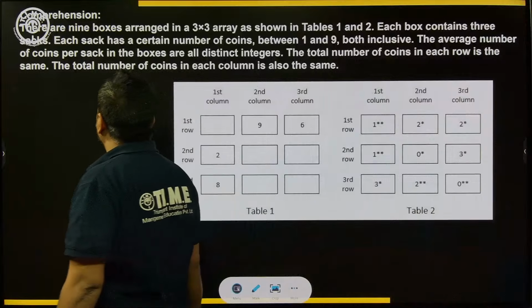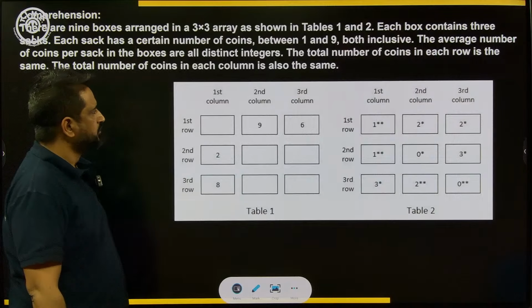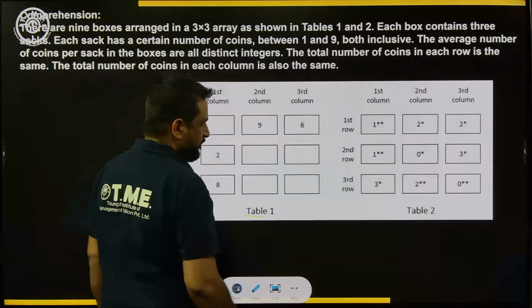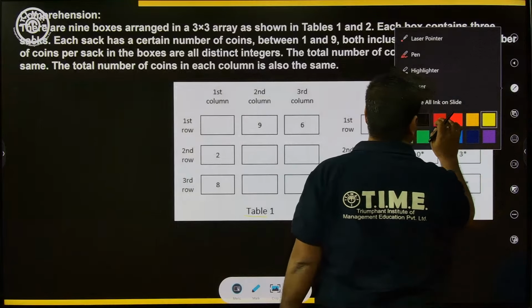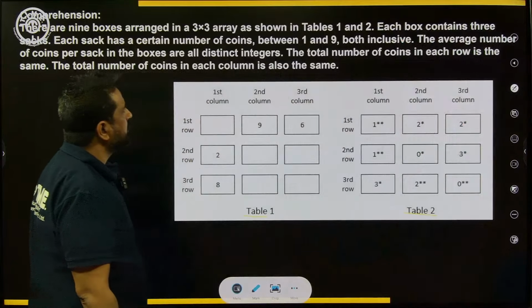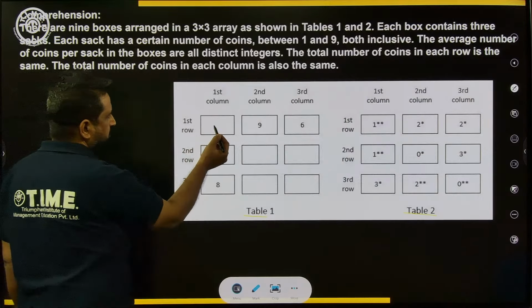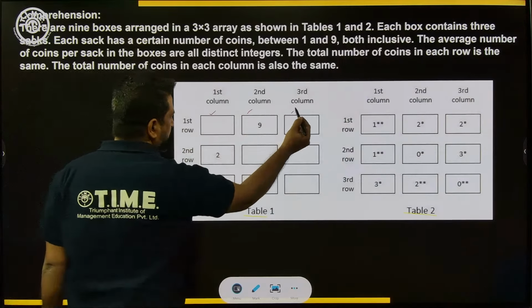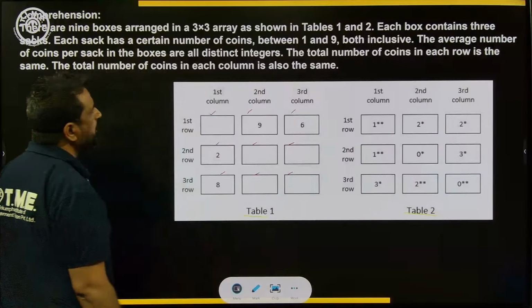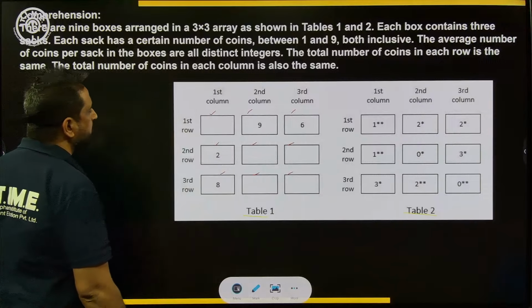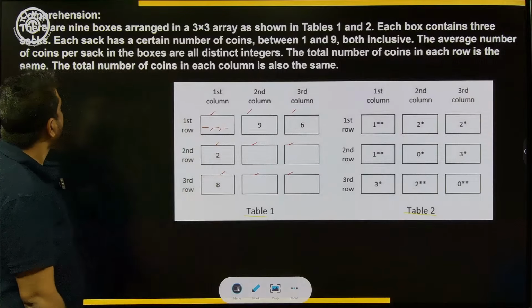Now, let's see the question. There are 9 boxes arranged in a 3 by 3 array as shown in table 1 and 2. So we have table 1 and table 2 as well. Each box contains 3 sacks. So first row, first column, these are one box, second box, third box, 4, 5, 6, 7, 8, 9 boxes. Each box contains 3 sacks.